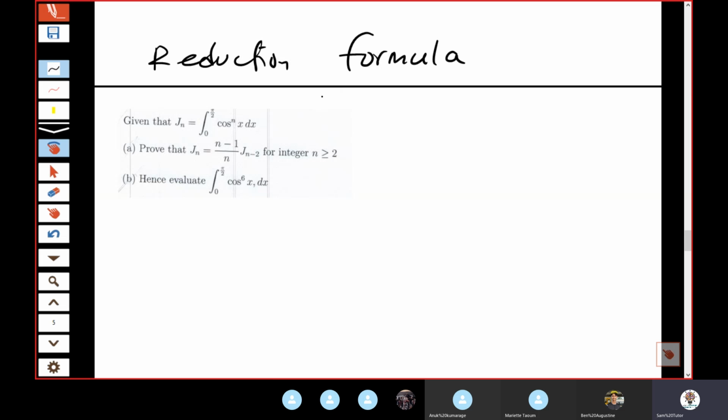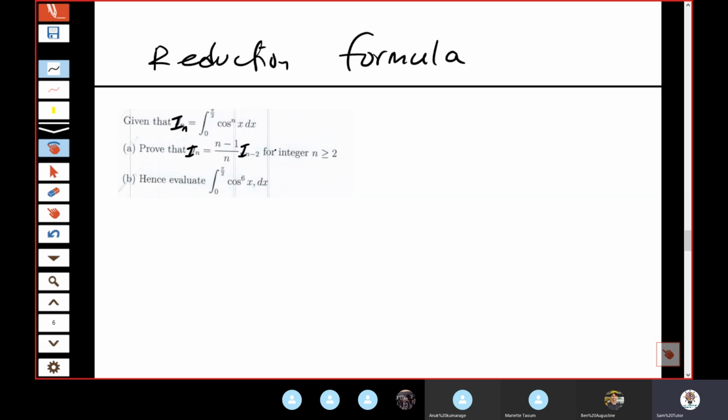So it says, given that I_n, any integral, I'll just use I since I think you guys are more comfortable with I for now, the I_n being any power, is equal to the integral from 0 to pi/2 of cos^n x dx. Prove that I_n is equal to (n minus 1)/n times the same I, but with the power subtracted by 2.